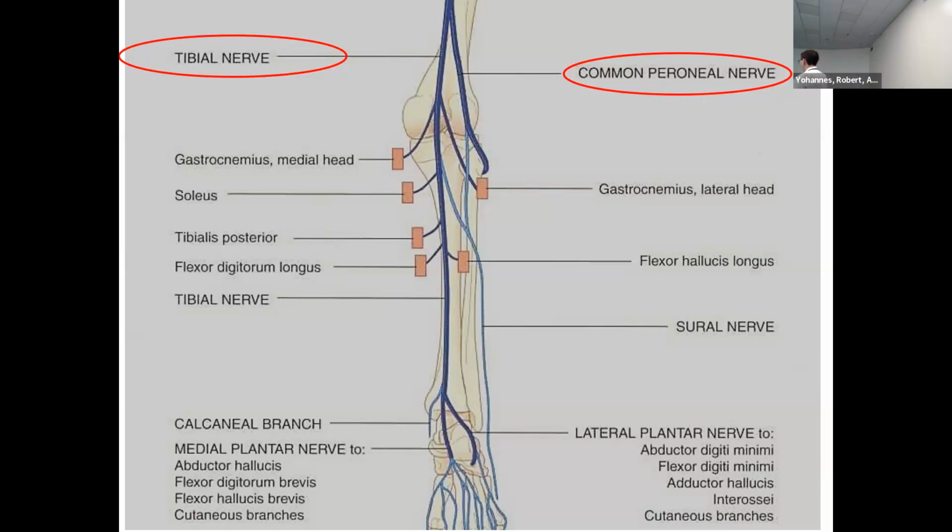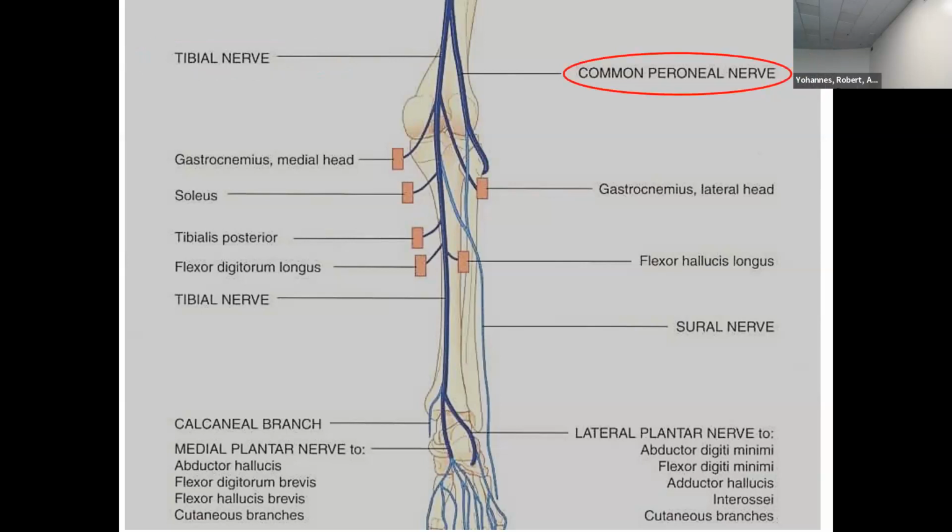if this muscle is involved. It will be more clear in the next slide when we talk about the common peroneal. But just remember, the movement of inversion is mediated by the tibialis posterior muscle, innervated by the tibial nerve, L5 root. So this is the second movement of the foot.